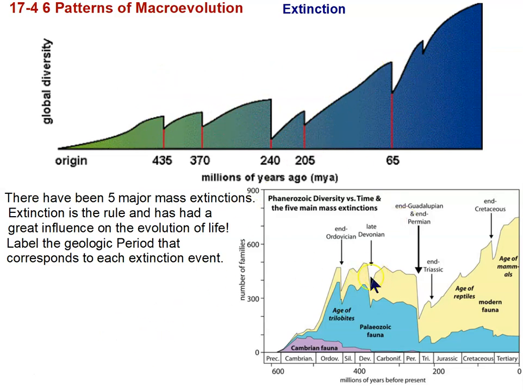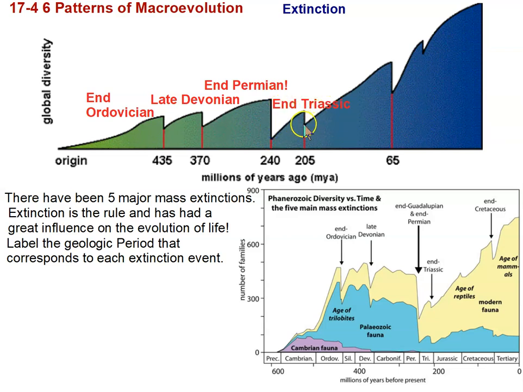So if we transfer, the end Ordovician is here, the late Devonian is here, the end Permian, and look how big that is. That's the one they call the Great Dying, where 95% of species in the ocean died and 70% of land species, terrestrial species, died. That's a huge one at the end of the Permian.